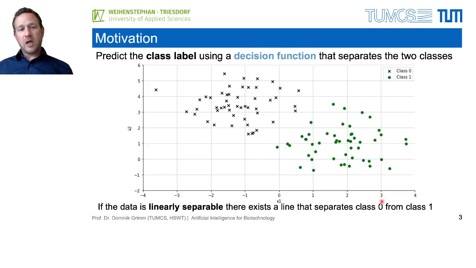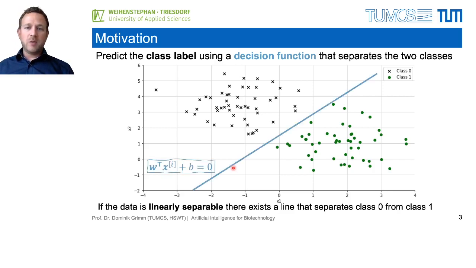So let's assume we are given two features, x1 and x2, and we have different data points which are visualized here. In green, you can see data points that belong to class 1, and in black, you can see data points that belong to class 0. So we would like to predict the class label of new samples by using a decision function that separates these two classes. If the data is linearly separable, there exists a line that separates these two classes, and that can then be used to make predictions.